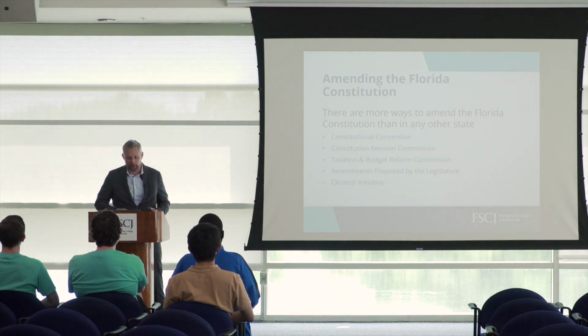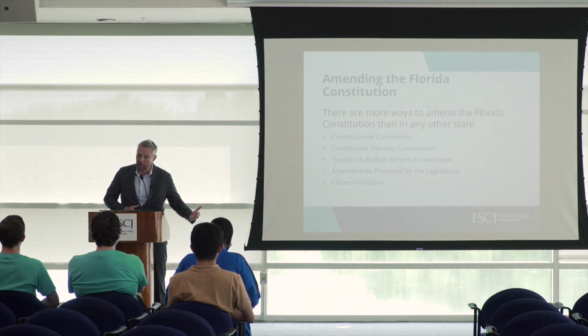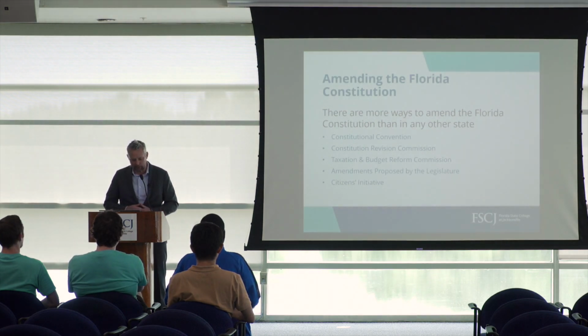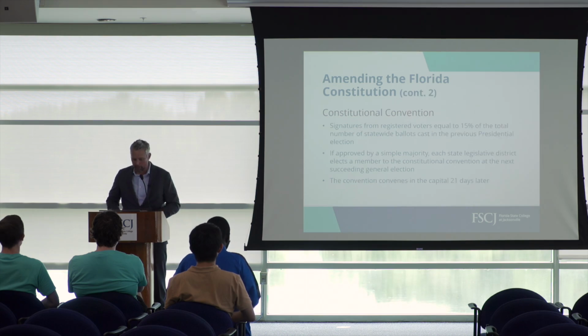So, our 5 ways, briefly, that we can amend the Constitution here in Florida. First is by constitutional convention. The last one we had was in 1968. I mentioned the CRC, which is the acronym for the Constitution Revision Commission, which just met in 2018. All right. There's the TBRC, or the Taxation and Budget Reform Commission, which is going to be meeting again in 2027. Amendments proposed by the legislature, which we've talked about, and then the Citizens Initiative, or the ballot initiative that we just discussed on the previous slide.